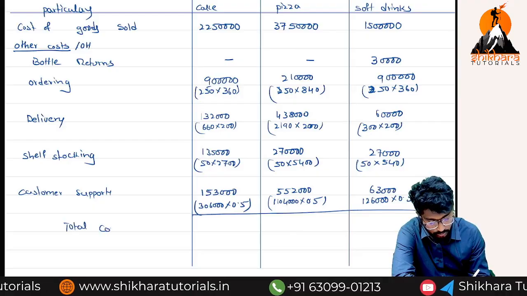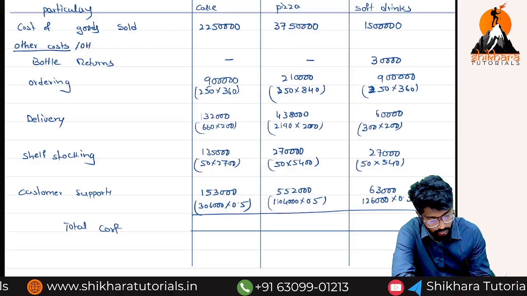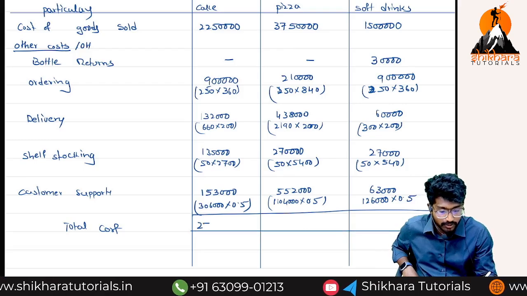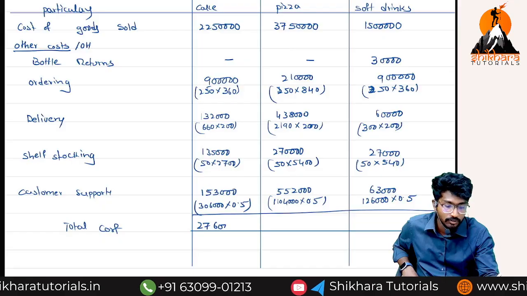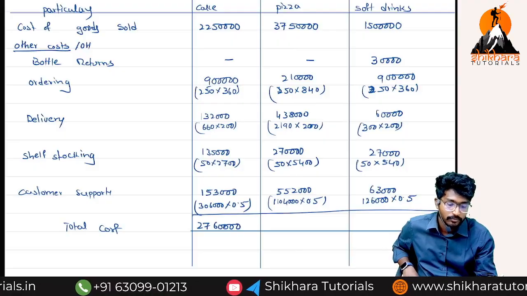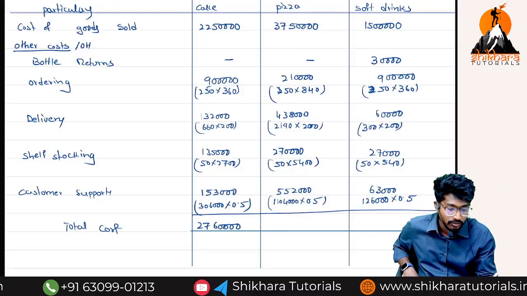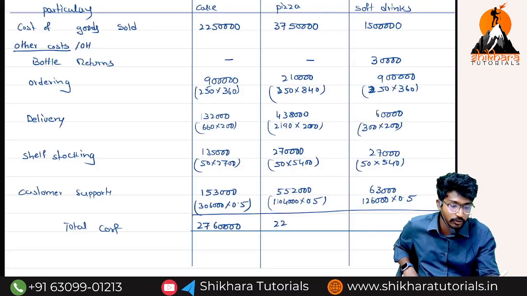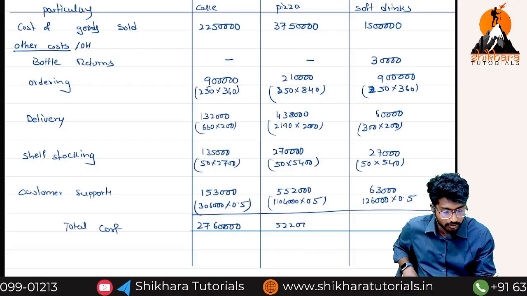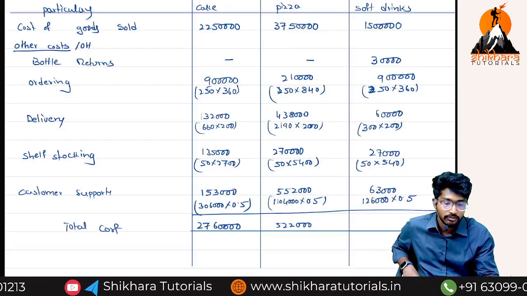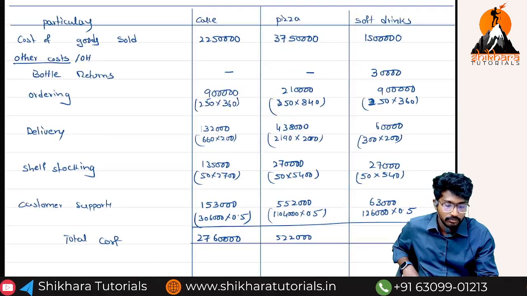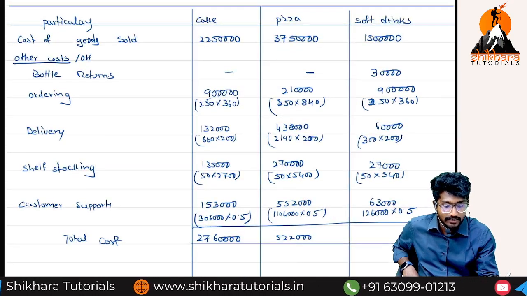Total cost. For cake, 27 lakhs 60,000. Next, for pizza, 52 lakhs 20,000. For soft drinks, 17 lakhs 70,000.